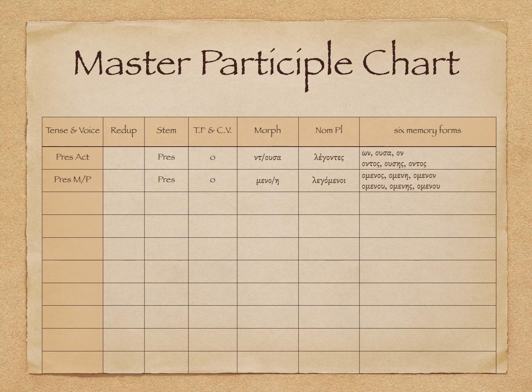So learning these 6 memory forms, on, usa, on, ontos, uses, ontos, gets your mind started in that particular section of the paradigm. So here you have nominative and genitive for present active and present middle passive participles. Continue to go over this. On, usa, on, ontos, uses, ontos, and then present middle passive, amenos, amene, amenon, amenu, amenes, amenu. And commit those to memory.